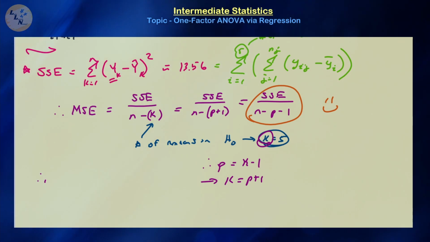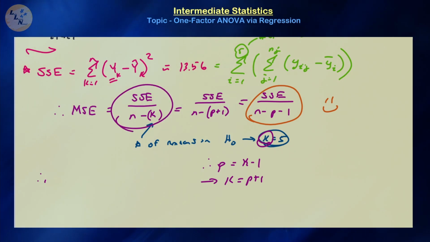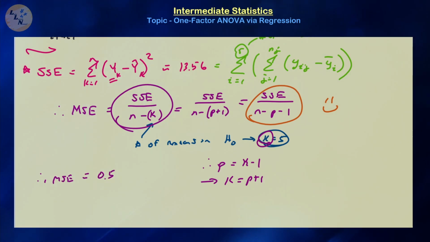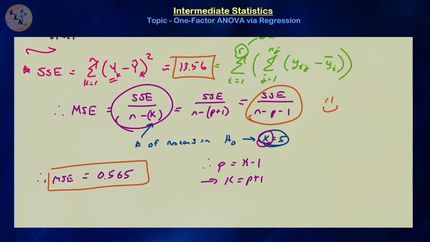So using this formula, SSE divided by n minus k, or n minus 5 for a particular sample, one can find that the MSE is going to be approximately equal to 0.565. So we have these two very important metrics which are associated to our ANOVA table for multilinear regression, which is great.